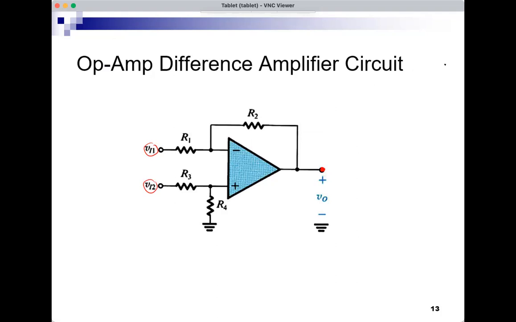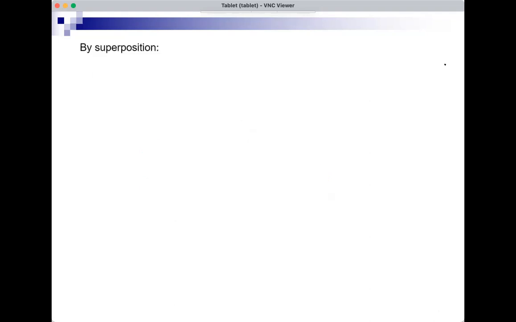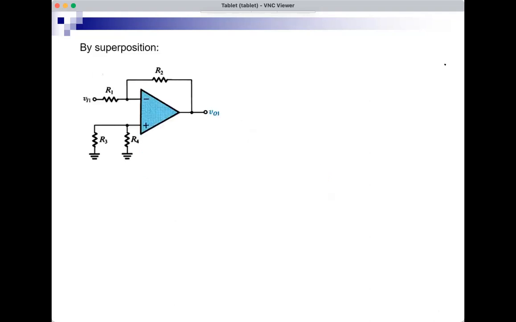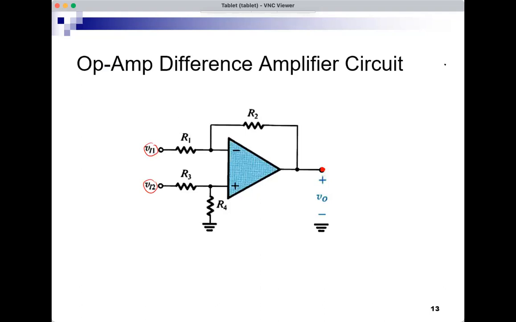Let's apply superposition. Again, the circuit is linear and superposition is very helpful. So we assume that one input is 0. We find the output as a function of the non-zero input, and then we reverse the roles and find the output again, and then add the 2. So let's first set VI2 to 0. This is VI2 here, and I will set it to 0. If I set VI2 to 0, it means that I connect this to ground.